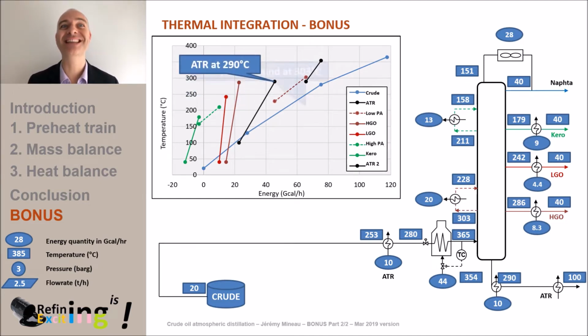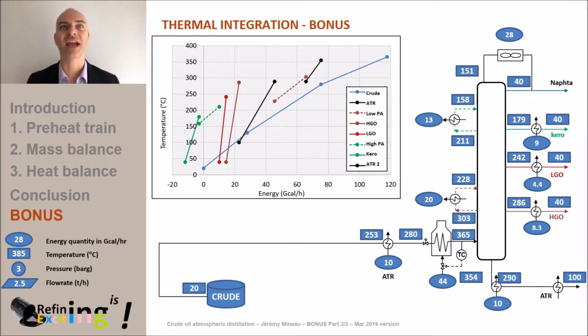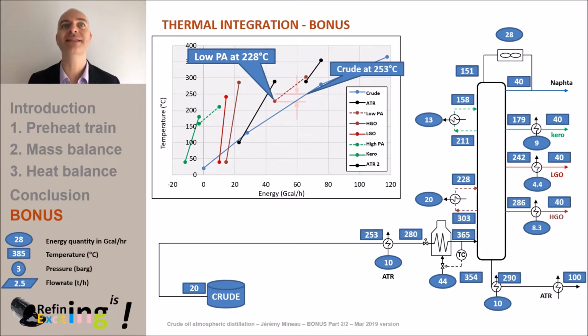The atmospheric residue is then no longer the hottest flow available to heat the crude. Indeed, since the bottom pump-around liquid is available at 303 degrees C, it is therefore our next best candidate to heat the crude, since it is hotter than the atmospheric residue, which is available at 290 degrees C. But how many calories can we use to heat the crude? Well, in this case, we can clearly see that the temperature approach is negative, since we have a temperature cross. So, a single heat exchanger is not sufficient to realize the full duty.